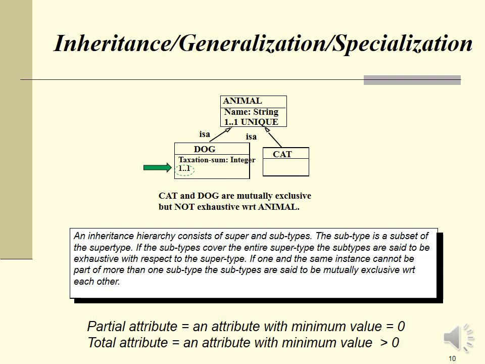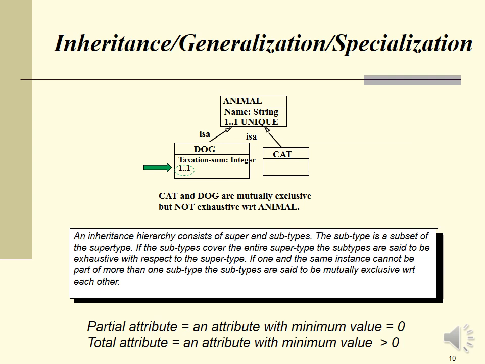The root class of a generalization, specialization, or inheritance hierarchy is called the superclass, and the classes that are under the superclass are called subclasses. And ideally, we say that subclasses should be mutually exclusive. That is, one individual should not be able to be an instance of both classes at the same time.